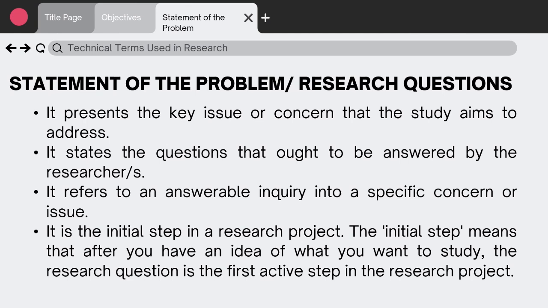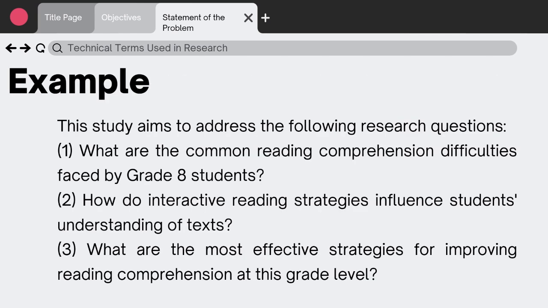Here is an example. So this study aims to address the following research question. These are specific questions that you want to address in your study. It is not a general goal that you aim to, to create an effective strategy, but these are the specific questions you want to address in your whole study, unlike the purpose of the study, which is like the general aim, general objective of your study.